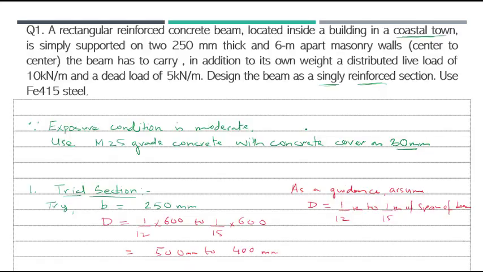Okay. Now you have ascertained the cross section of the beam. Once you ascertain the cross section of the beam, you would be able to compute the self weight of the beam. So let us write the next step.